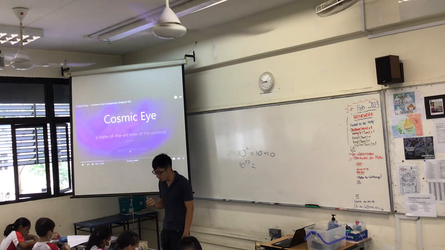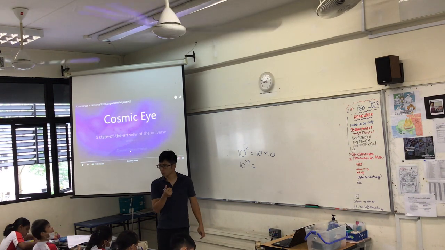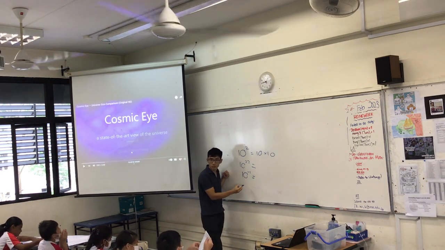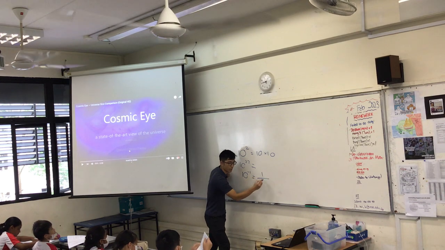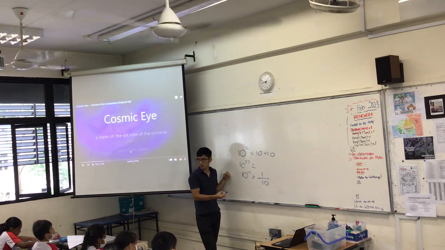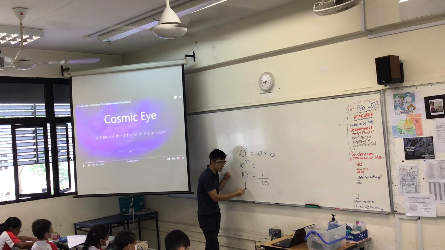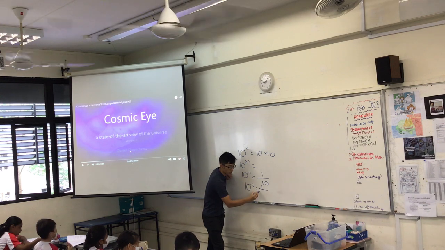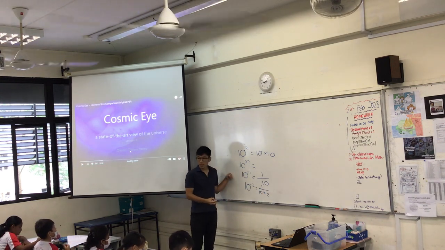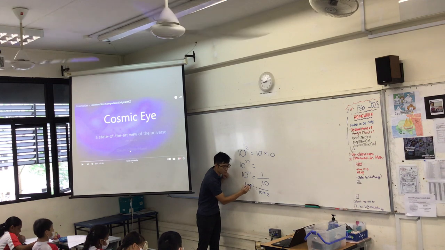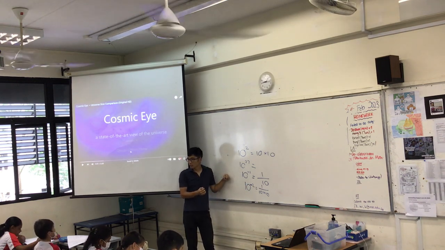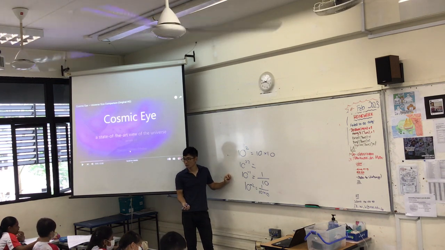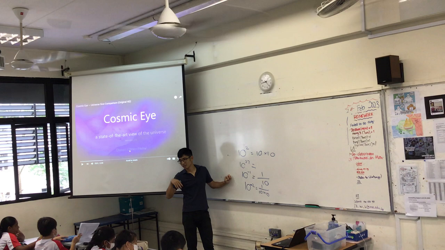Okay, so if you were to see 10 to the power of negative 1, what the person is trying to tell you is that it's 1 divided by 10. If it's 10 to the power of negative 2, it is 1 divided by 10 times 10. In other words, when you see a negative and you see the number getting bigger and bigger, it means that this thing is small. It's smaller and smaller.